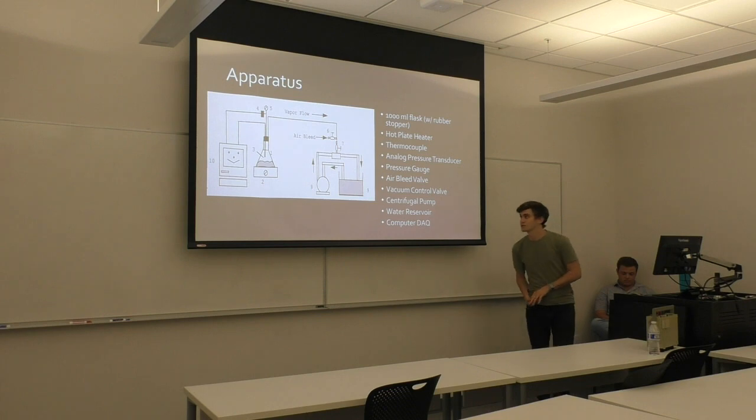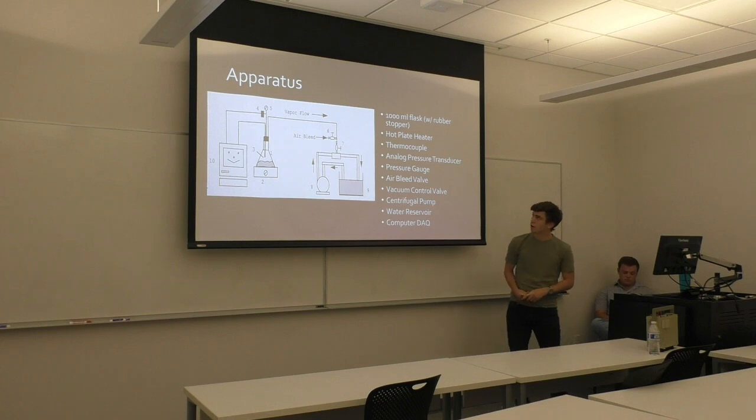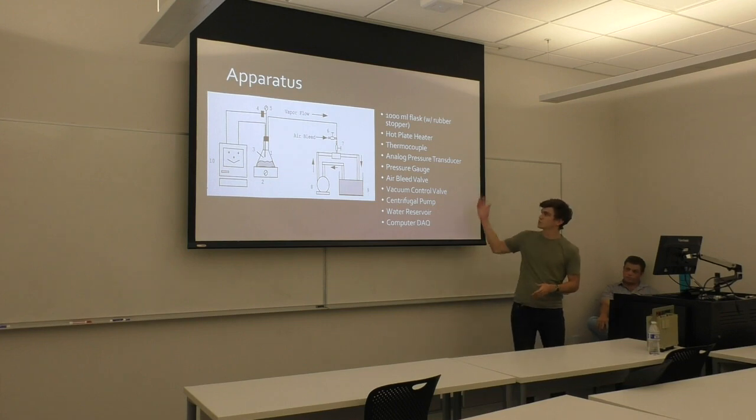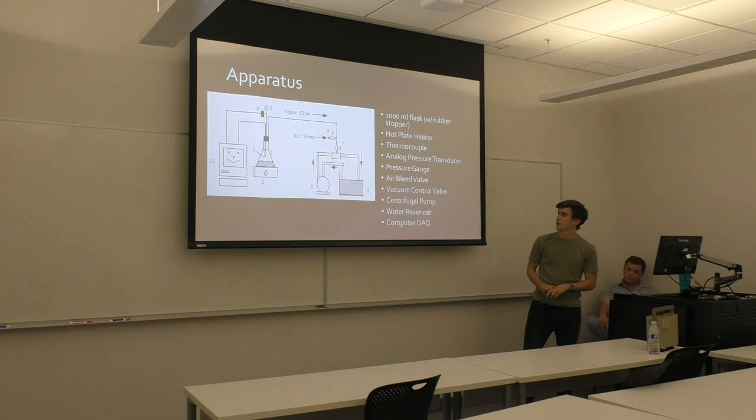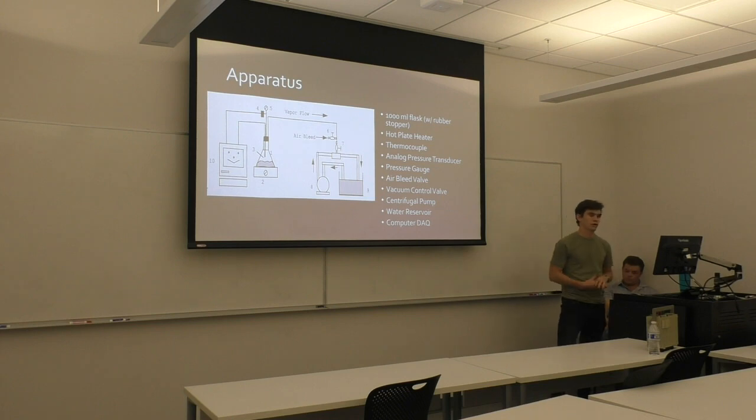For our apparatus, this is just a simple depiction of it from our lab manual. You have a 1,000 milliliter flask with a rubber stopper on top to make sure that there's no pressure leakage. We have a hot plate that's used to heat up the water in the flask during the experiment. Then we have an analog pressure transducer at number 4. And at number 5, we have our pressure gauge system and air bleed valve. The rest of the components are a vacuum control valve, centrifugal pump, water reservoir, and the computer DAC to record all of our information that we'll use for the analysis.